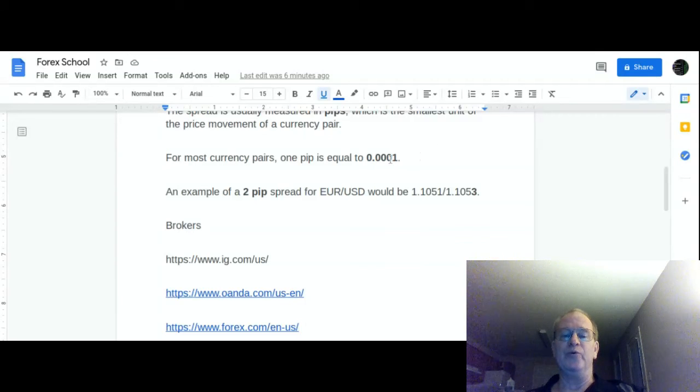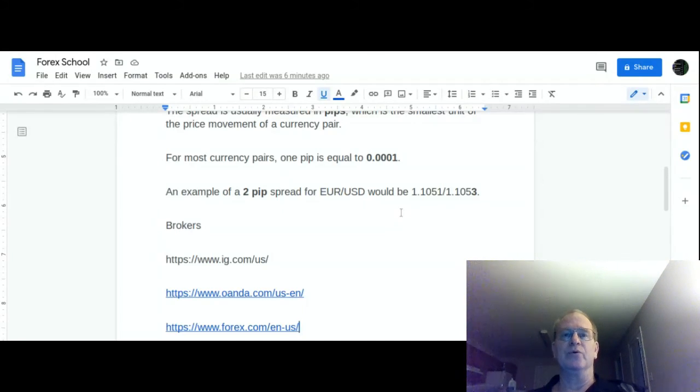If you bought 0.0010, it would be 10 cents. It'd be $1 per pip. And as you move over, it increases in value. We'll go into more of that in detail later.